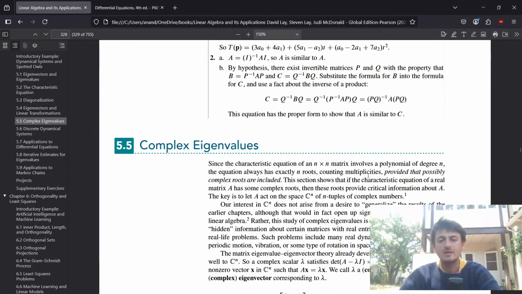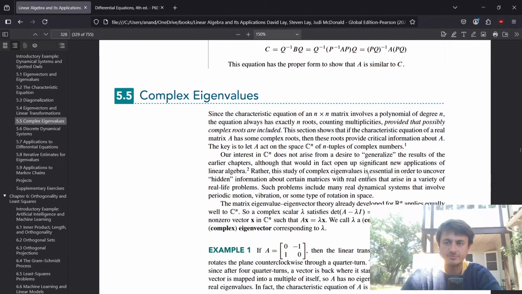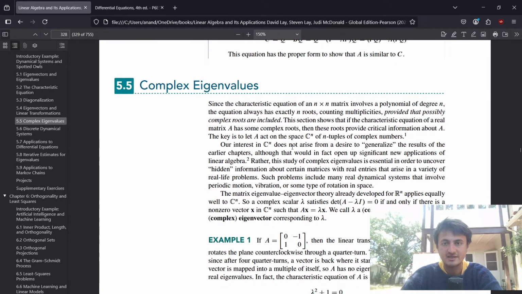Since the characteristic equation of an n by n matrix involves a polynomial of degree n, the equation always has exactly n roots, counting multiplicities, provided that possibly complex roots are included. This section shows that if the characteristic equation of a real matrix A has some complex roots, then these roots provide critical information about A.